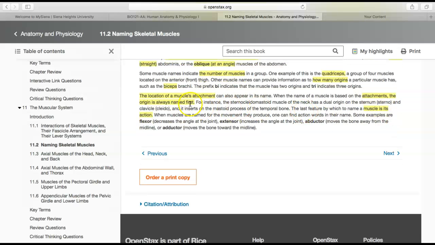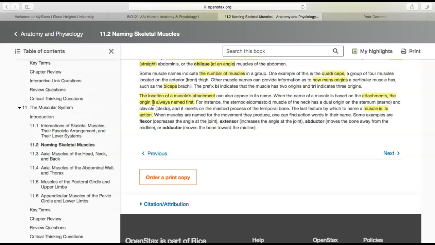And then the last thing is the location of the muscle's attachment. When it's based on the attachments, the origin is always named first. For example, the sternocleidomastoid muscle has an origin on the sternum, sterno, and the clavicle, cleido. And it inserts on the mastoid process of the temporal bone.